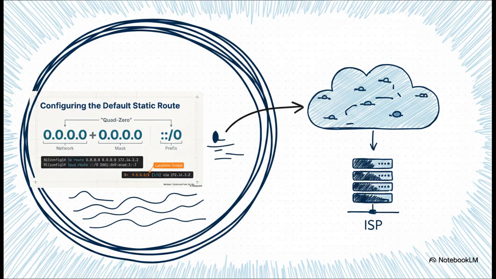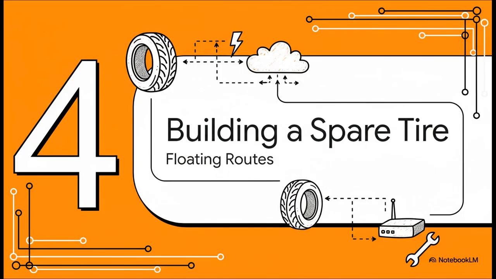And we configure this catch-all route using a pretty special address. For IPv4, we call it the quad 0 route, 0.0.0.0/0, which basically means match any network. For IPv6, it's even simpler, ::/0. By just pointing this single route to our ISP, we've given our entire network access to the internet. It's that easy.